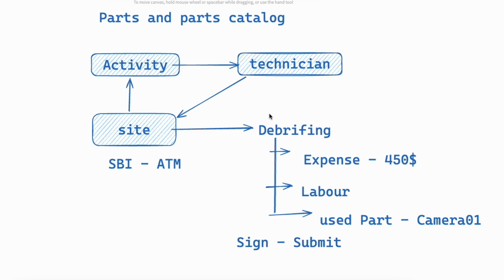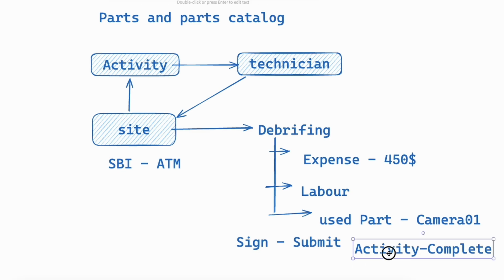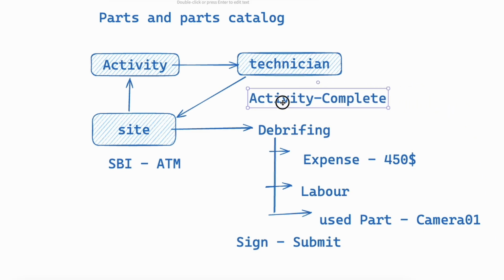So the technician will do the debriefing. He will add the expenses, labor, used parts, everything. Whatever he has done on the site, he will take the signature from the customer and then he will submit. The activity is completed now.